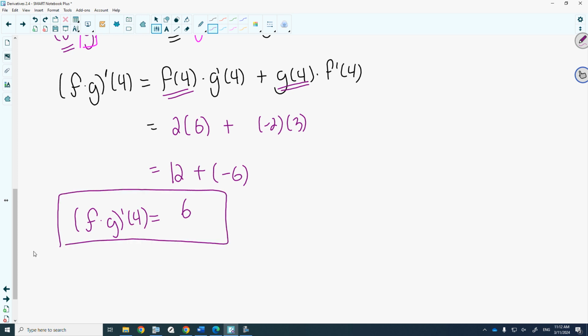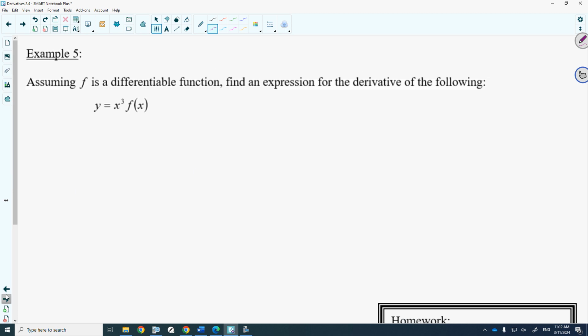Okay, one last style of question would be this one. Assuming f is a differentiable function, find an expression for the derivative of the following. Okay, so what we have is y is equal to x cubed times f of x. So my first function I'll call u, and my second function, they don't tell me, but I'm going to call this second function v. Well, I know that the derivative is uv prime plus vu prime.